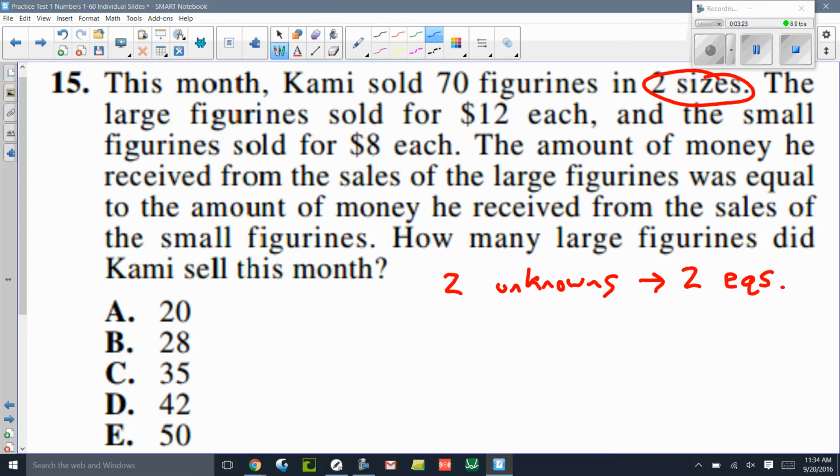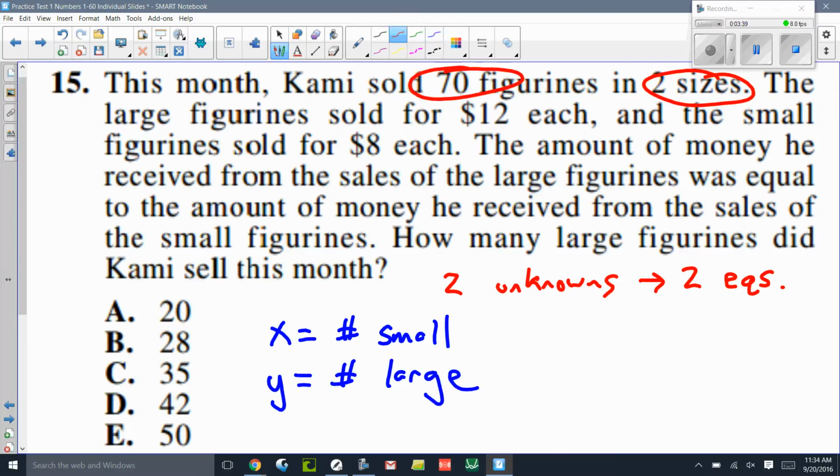So the 2 unknowns we have are the amount of small figurines. I'm going to let x equal the number of small we sell. And for simplicity's sake, we're going to let y equal the number of large. One equation is quite simple. We sold 70 figurines, so we know that the number of small figurines, x, plus the number of large figurines, y, has to equal 70.